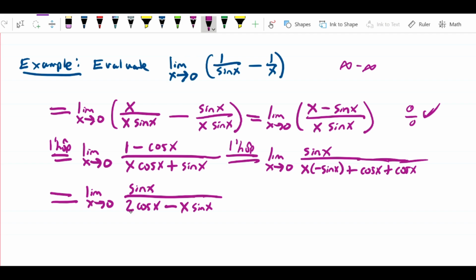Using substitution, I get sine of 0 is 0. On the bottom I have cosine of 0 is 1, so that's 2 times 1 minus 0 times 0. So by substitution I have 0 over 2 times 1 minus 0. That gives us 0 over 2, which is 0. So here's an example where infinity minus infinity does equal 0. Just in the introductory example, it wasn't.